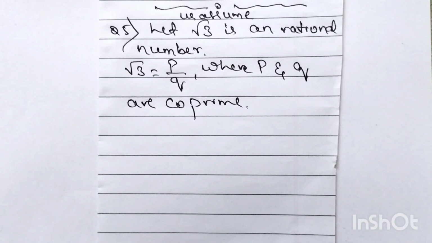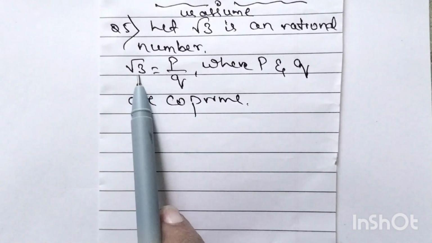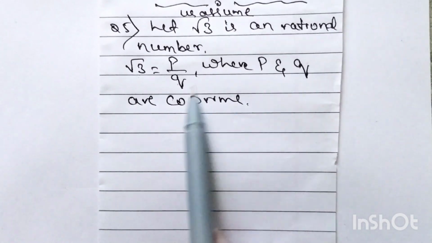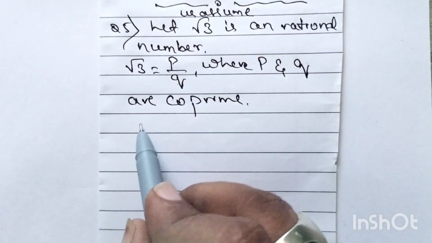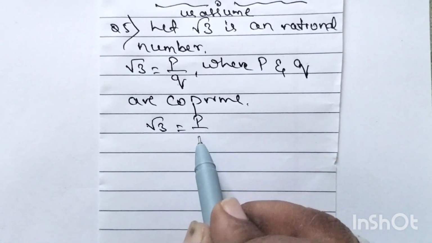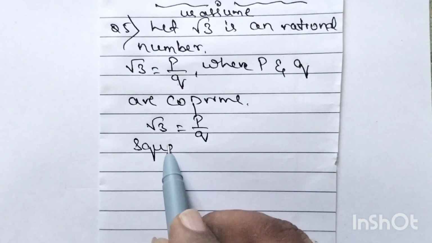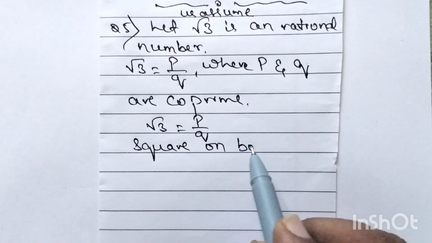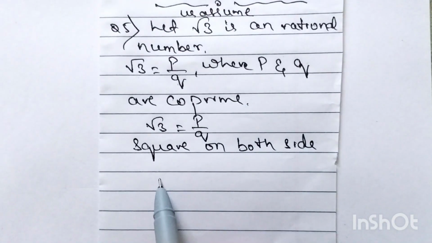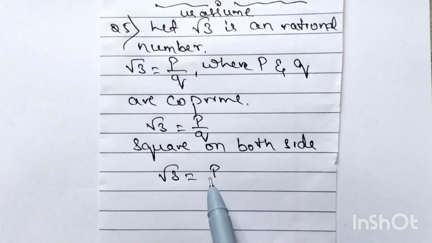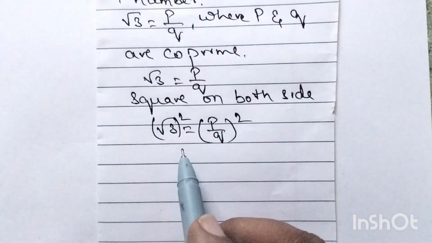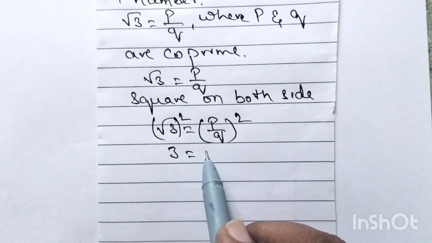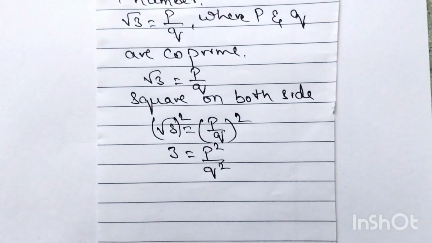So root 3 is equal to p by q, where p and q are co-prime. Co-prime means they have only the common factor 1; other than 1 there will be no common factor. So root 3 is equal to p by q. Now square on both sides. If you square on both sides, what will we get? Root 3 whole square is equal to p by q whole square. It will become 3, so 3 is equal to p square by q square.